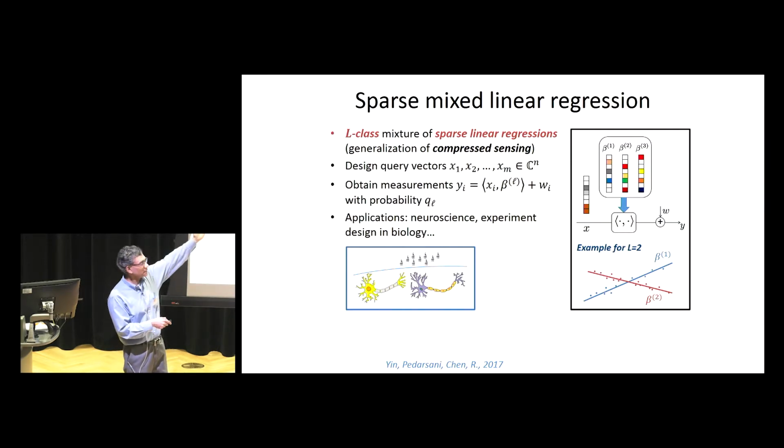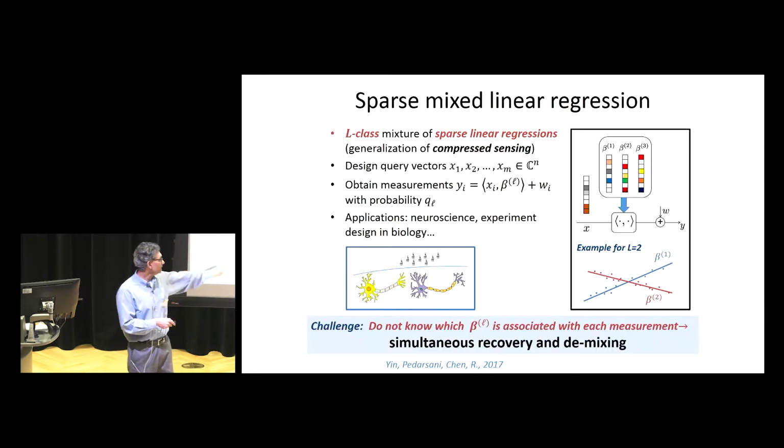So it's a problem, and there are many applications. I won't go through the details. But the challenge is that you don't know which beta L is associated with each measurement. So there are L classes, capital L. So it's a simultaneous recovery and demixing. You need to both separate them and find their values.